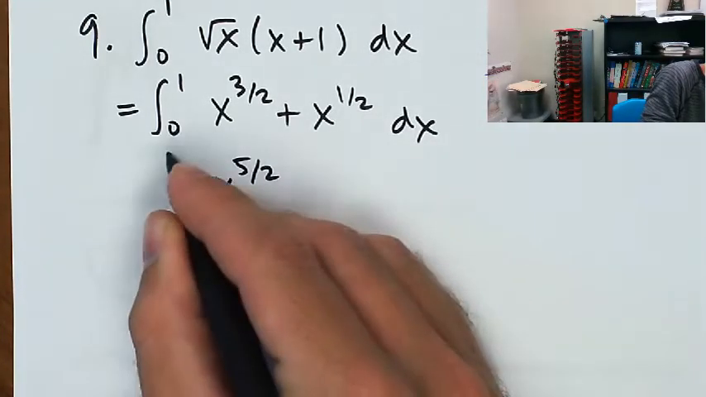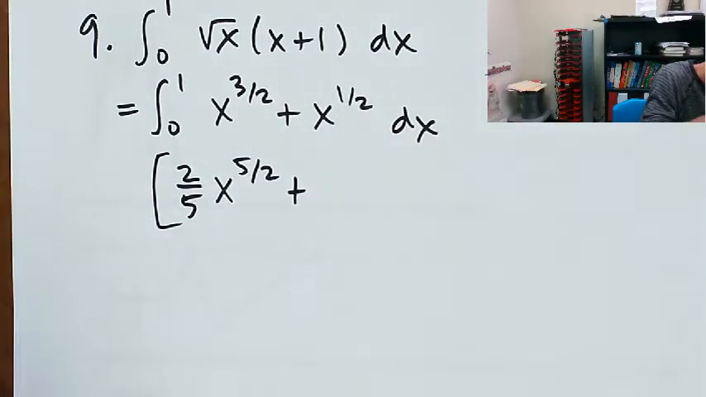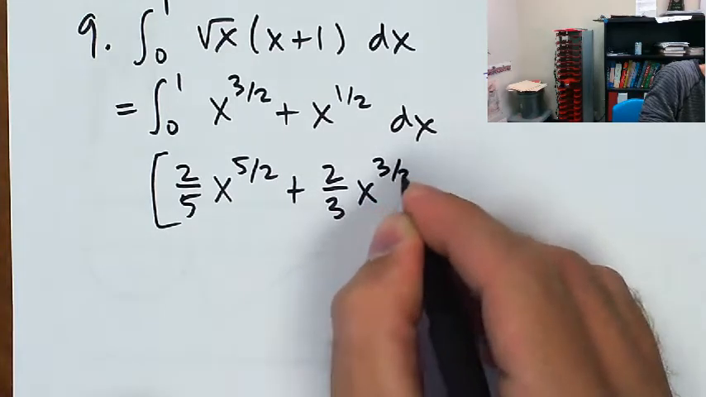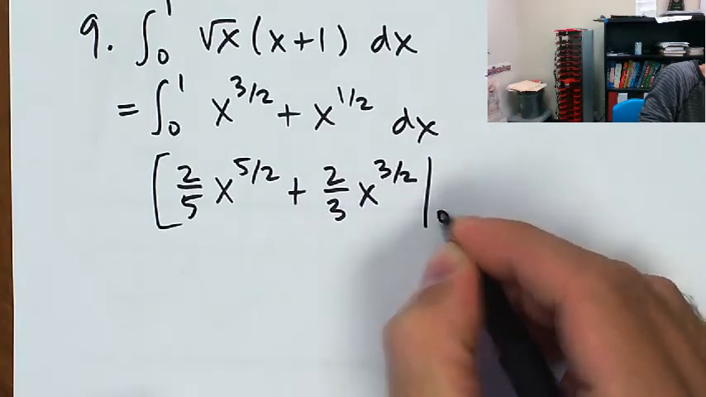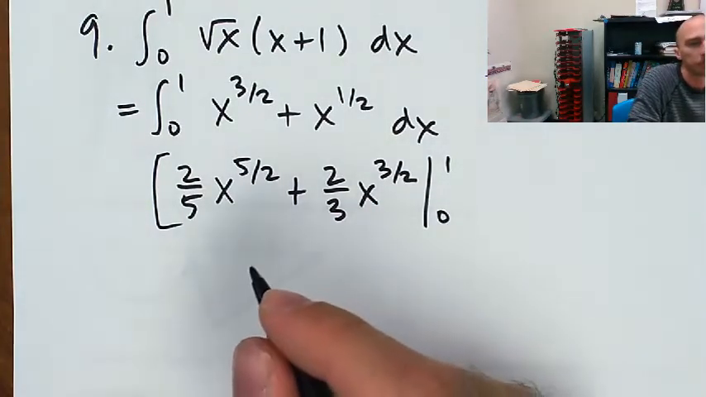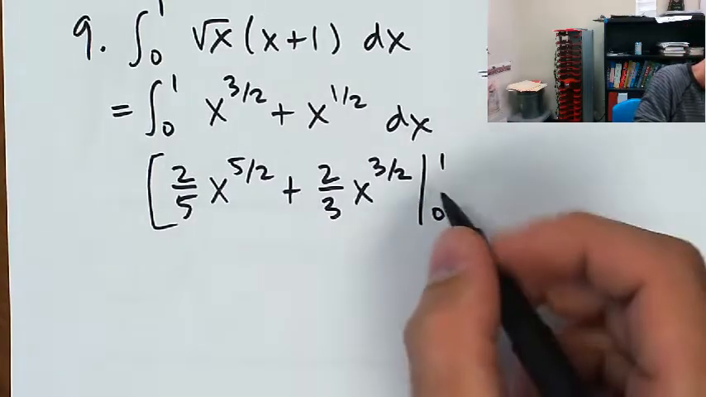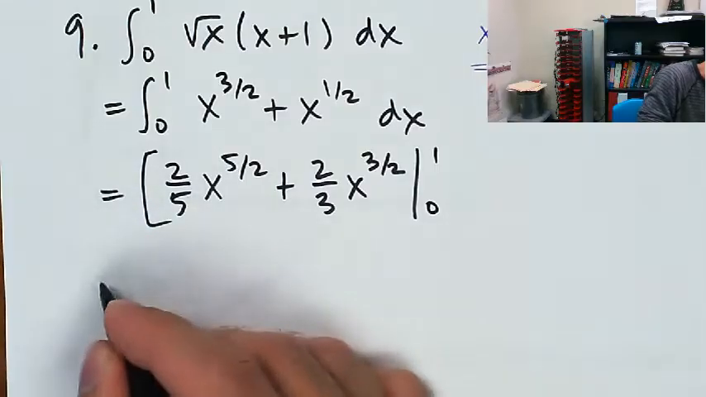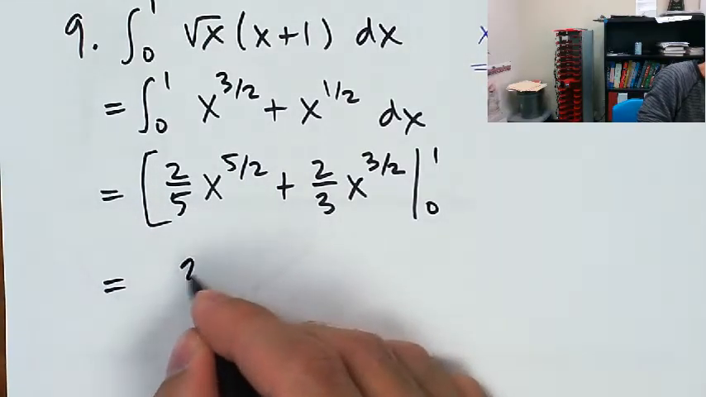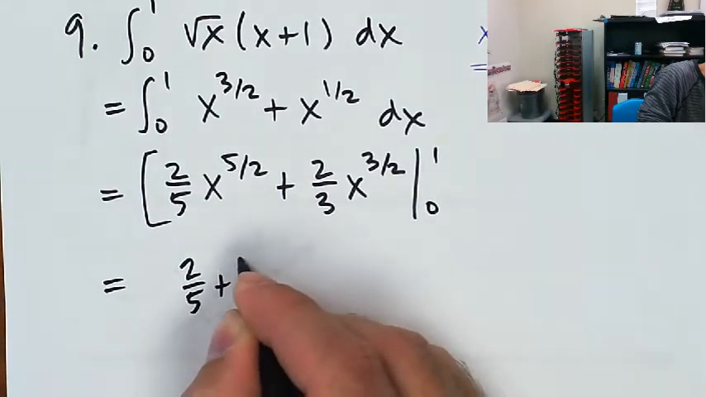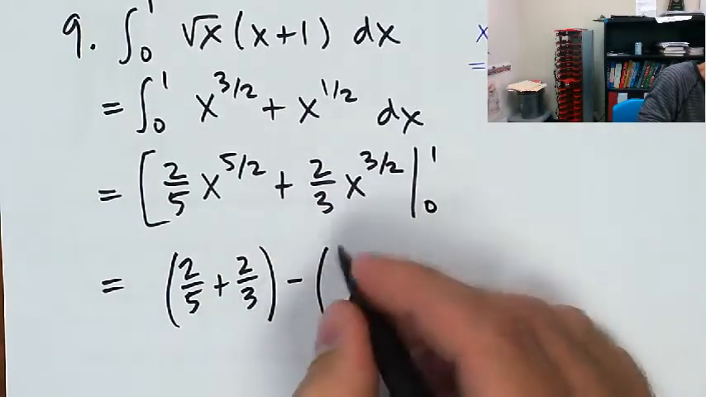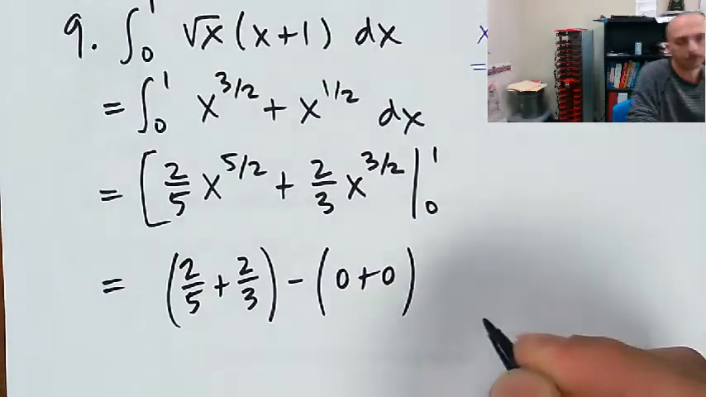That's like multiplying by 2/5. And x to the 1 half, I've done that antiderivative enough to know that's 2/3 x to the 3 halves. And I'm going to go from 0 to 1. Okay. And then this is going to be equal to 2/5 plus 2/3, minus, plug in 0, and I get 0 plus 0.